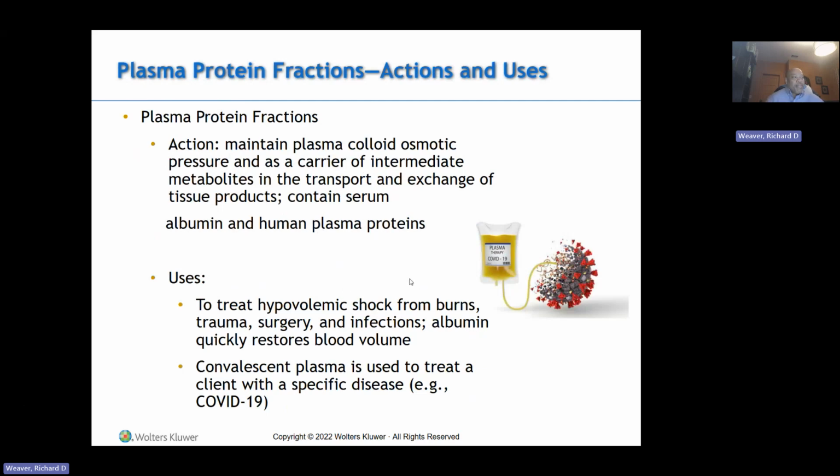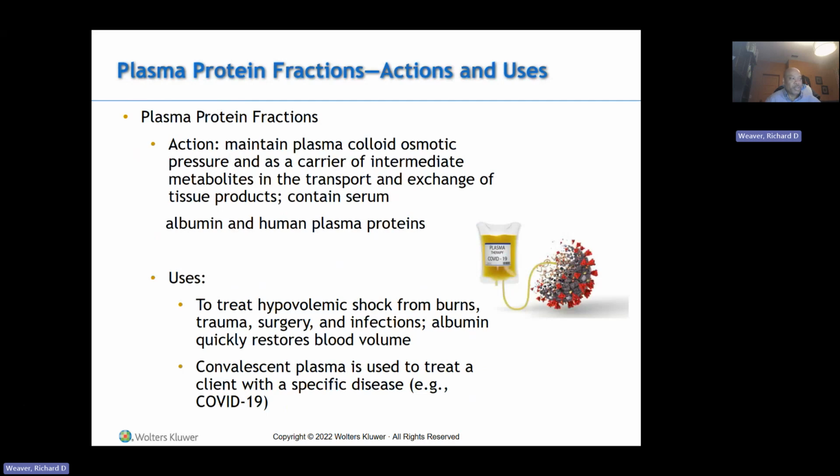We use it to treat hypovolemic shock from burns because these patients are losing a lot of fluids. Trauma surgery, again, losing a lot of fluids. Also for infections, especially if someone develops a septic shock, we need that extra volume to help improve the blood pressure. Albumin quickly restores blood volume, especially in the times of loss.